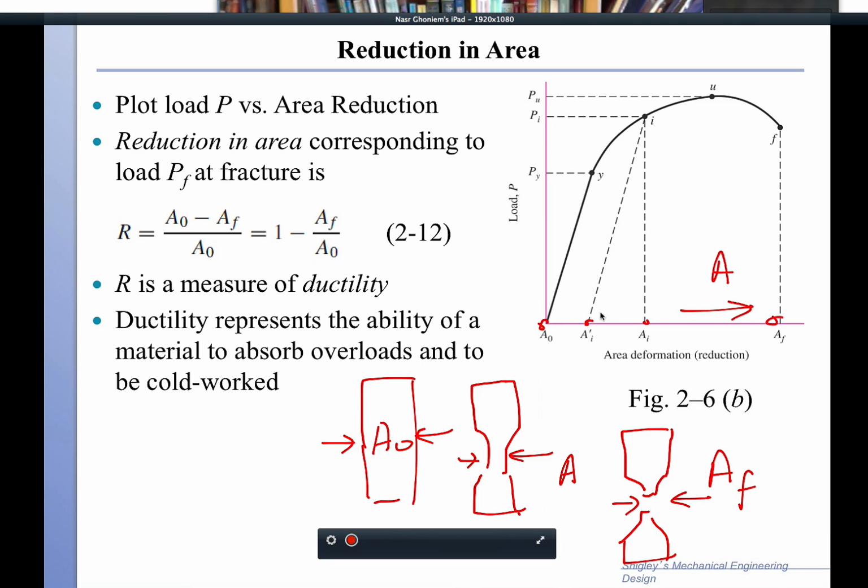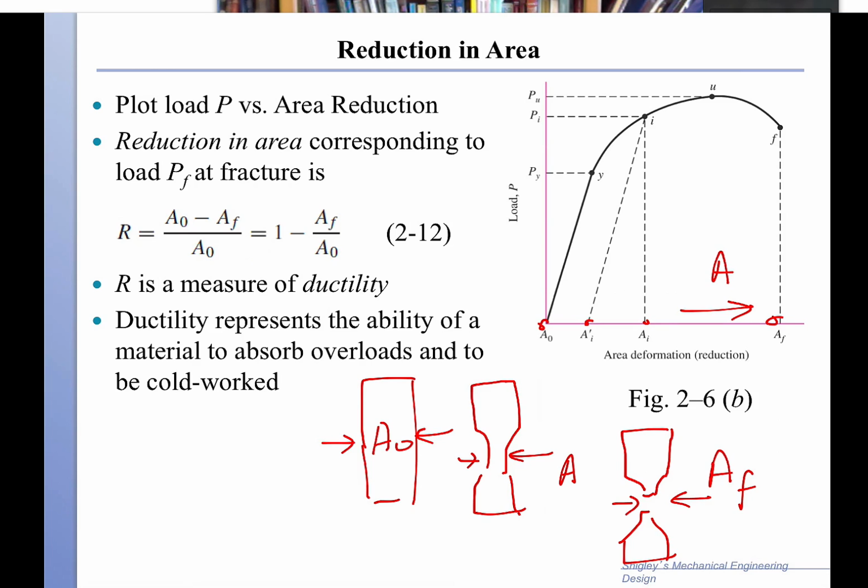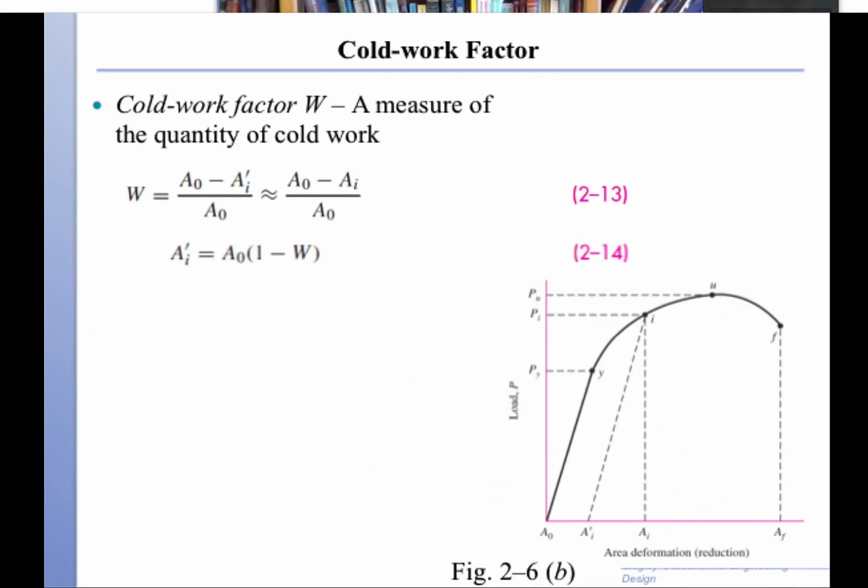So if we're going to load up again, we will continue, and the new yield point is going to be decided by this PI, not the PY, because the material now has a new starting area, AI prime, and then it will behave elastically up to a new yield point. This new yield point is obviously larger than the original one, and therefore we have gained a certain amount of load carrying capability, and this load carrying capability is the work hardening that the material has undergone.